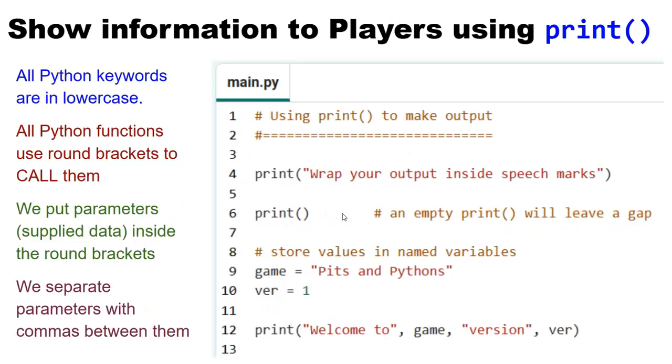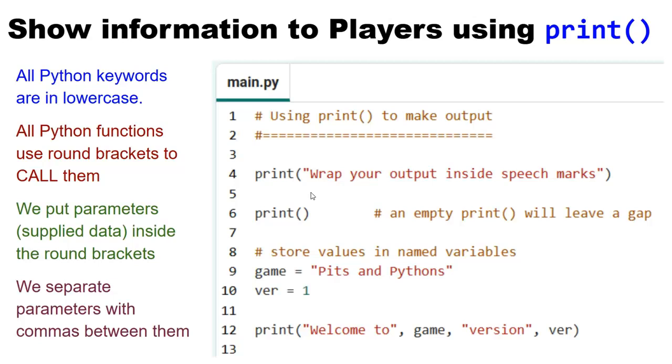So to begin with, we are going to use an introduction to printing with Python. And there are a number of things we need to be aware of when we use Python to put text on the screen. The first is that all Python keywords are in lowercase. So the print command is print, all lowercase, and we then open some round brackets and we put inside there what we want to print.